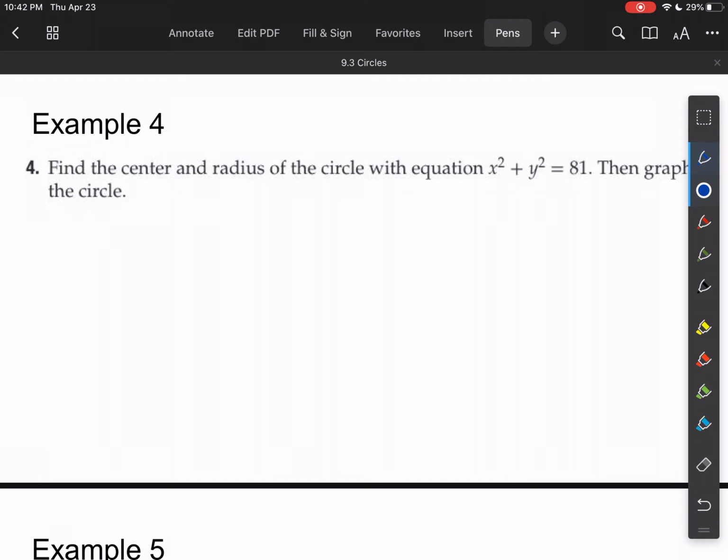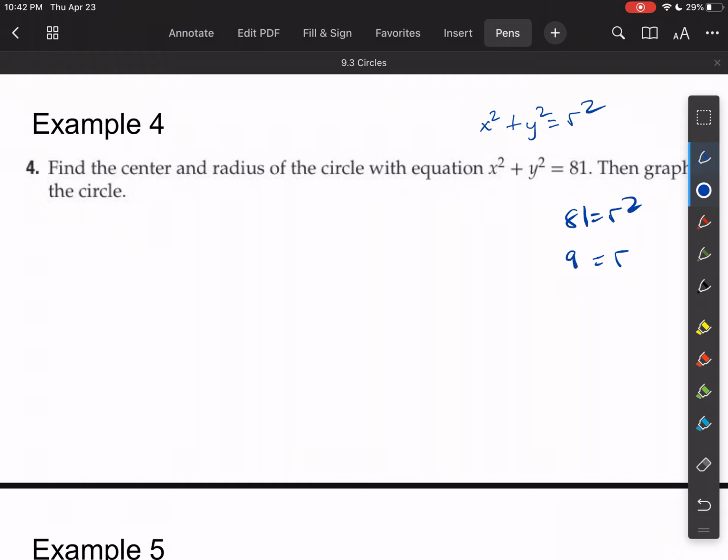Well, remember that the equation for a circle in standard form, if there's no h and k, would be x squared plus y squared is equal to r squared. So in this case, 81 is equal to r squared. If we want to know what r is, we'd have to take the square root of both sides, which would be 9, right? So r is equal to 9.